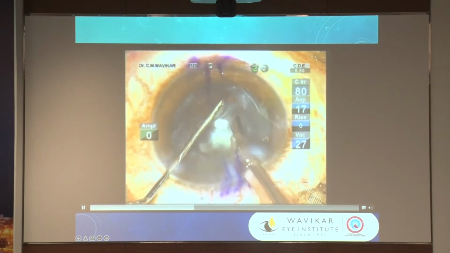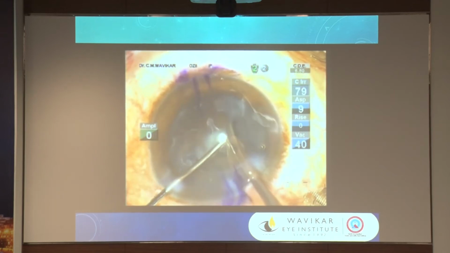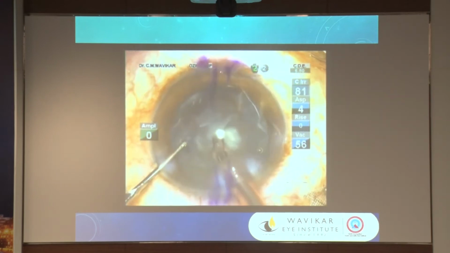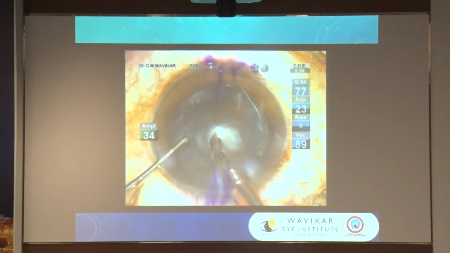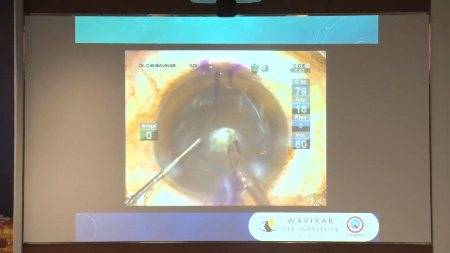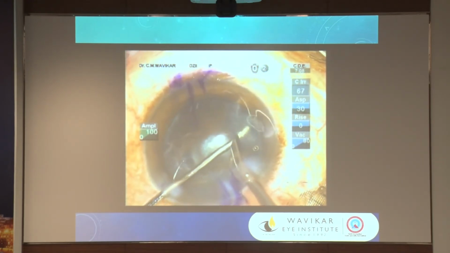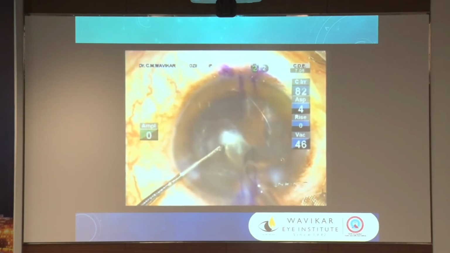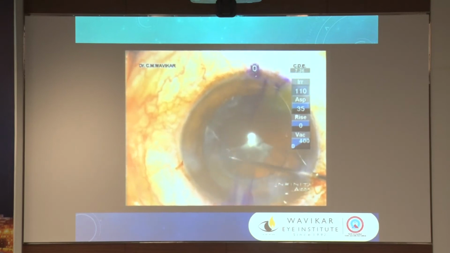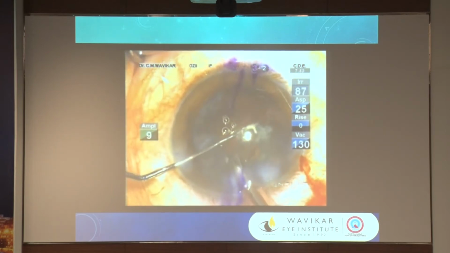And then at one particular point, I realized that the plate is getting separated. So then I went for manual separation of the plate. I took my phaco probe out, and with the help of a dialer I went in and separated it completely, and then it was easy to take this epinucleus out.